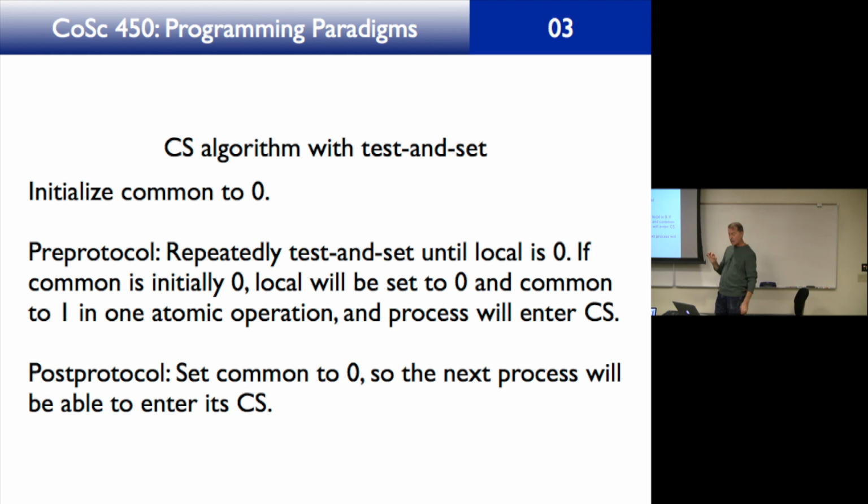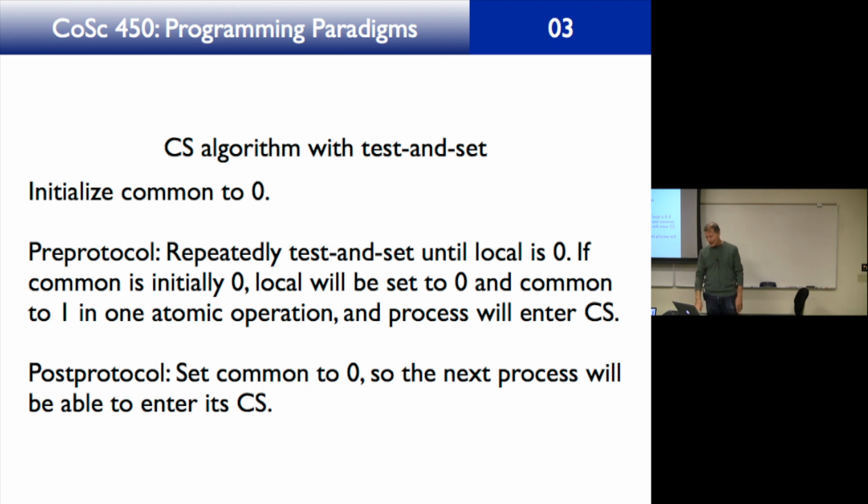Then in the pre-protocol, you repeatedly test and set until the local is 0. You test the local after you do the test and set. If common is initially 0, local will be set to 0, and common will be set to 1 in one atomic operation, and the process will enter its critical section. Are you with me on that? Okay. And then in the post-protocol, it's just one assignment statement: you set common back to 0 so that the next process will be able to enter its critical section.